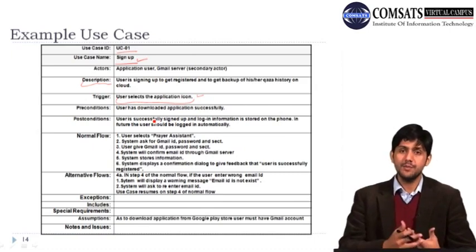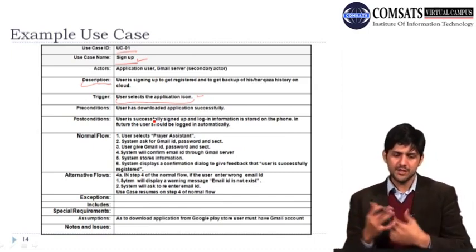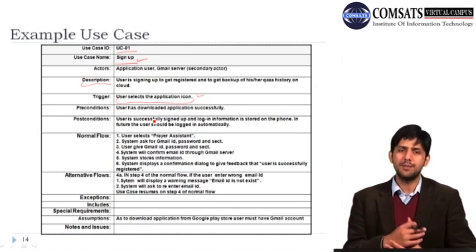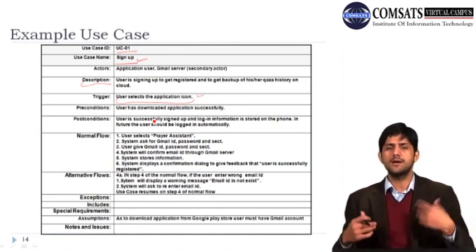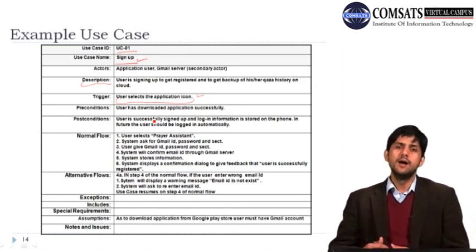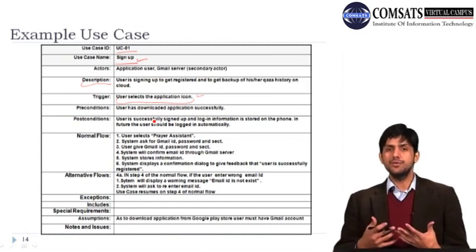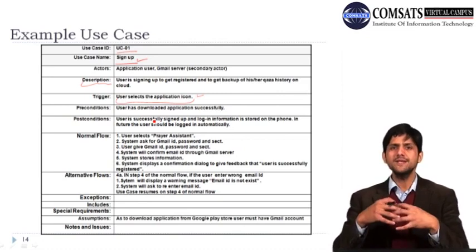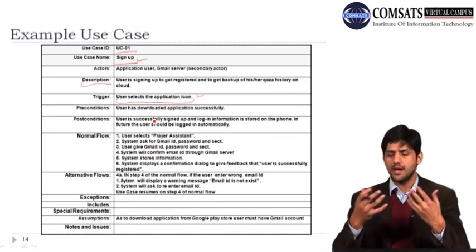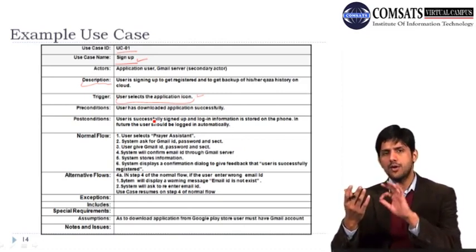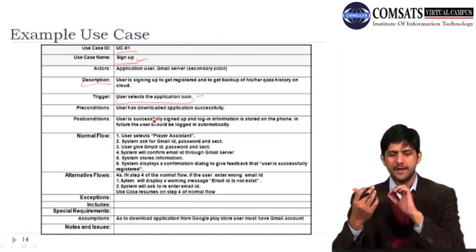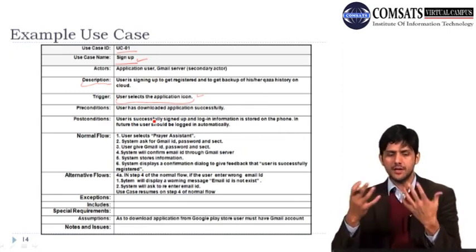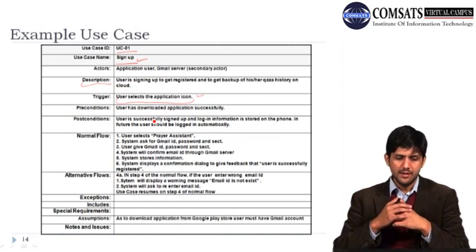So what are the preconditions? That is the trigger. So what is the precondition? That the user has downloaded this application successfully. Let's say you have recently downloaded an application from an app store, and the first thing you would have to do in order to use this application is to sign up. So that is the first use case, or the first usage scenario: you are tapping on that particular application icon, and the precondition is that you have successfully downloaded that particular application.